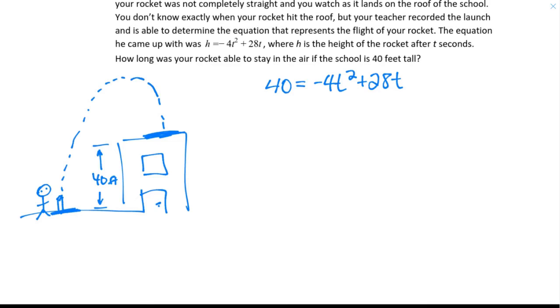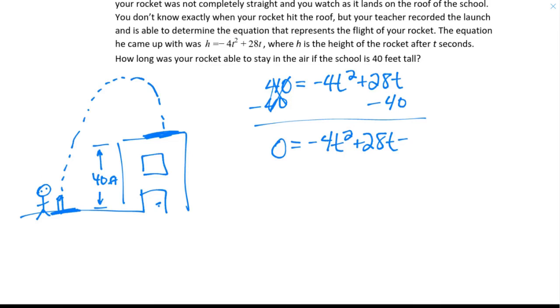All right, well, we have an equation. We now are going to be able to solve this using what we have just discussed. The first thing that we need to do is get this equal to 0. So let's go ahead and subtract 40 from both sides. Once we do that, we have 0 equals negative 4t squared plus 28t minus 40.